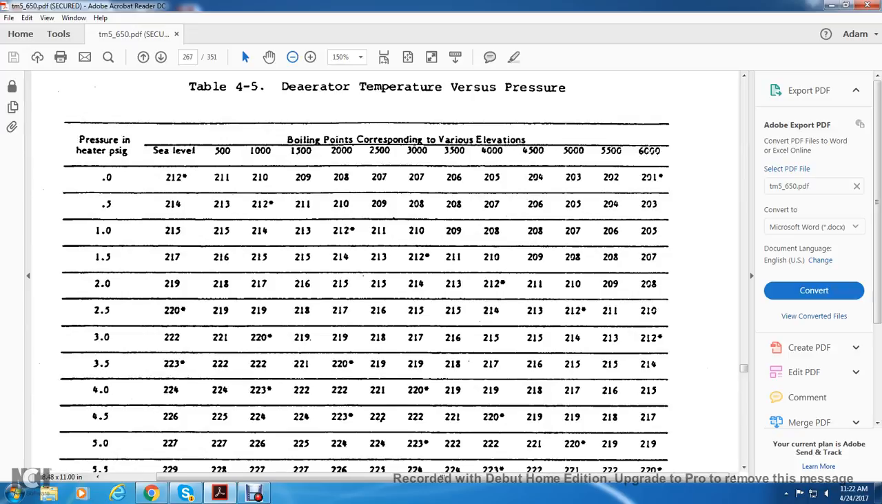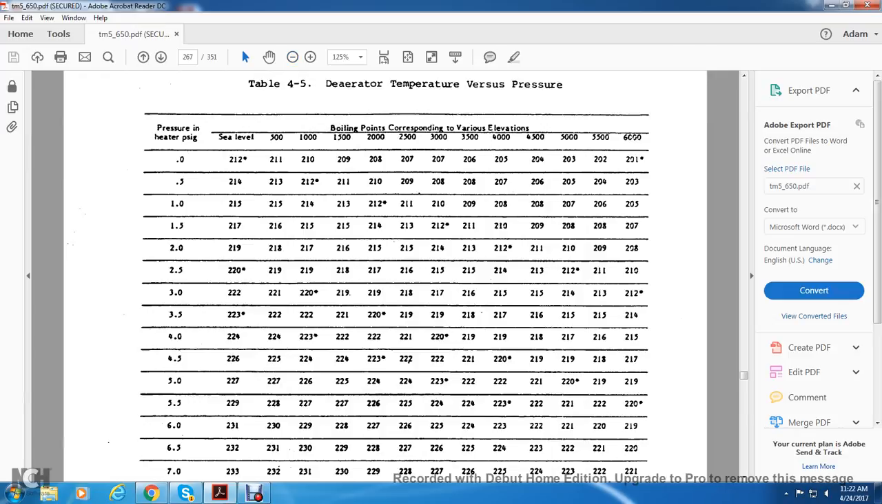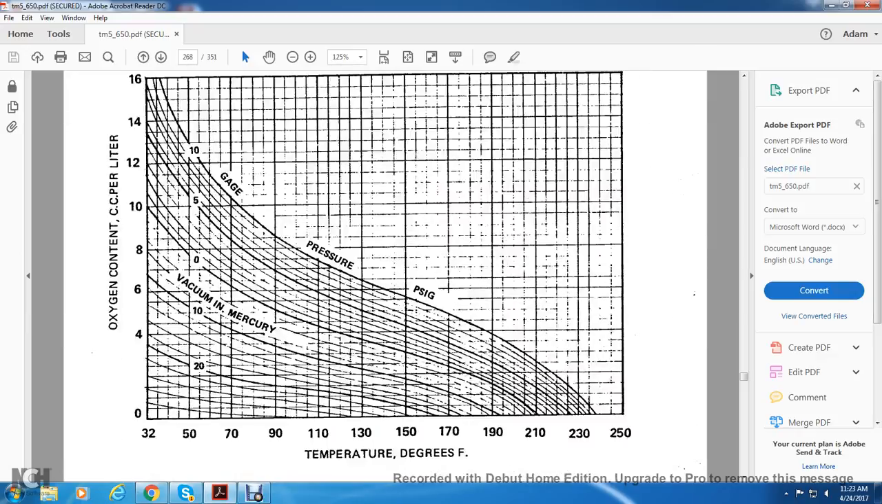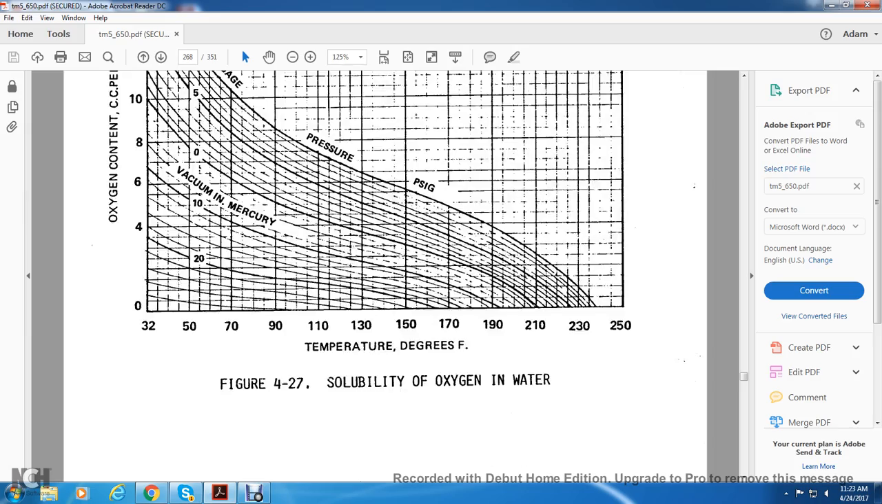Figure 4.5 shows the deaerator temperatures versus pressure. It shows deaerator temperature against pressure, in increments of 500 feet, with pressure in psi gauge, sea level at 212 degrees, and the boiling points corresponding to the various elevations in increments of 500 feet from sea level to 6,000 feet above. Also shown are oxygen content in cc per liter, vacuum in inches of mercury, gauge temperature, and pressure gauges from 0 to 16 psi, oxygen in cc per liter, and temperature from 32 to 250 degrees Fahrenheit.